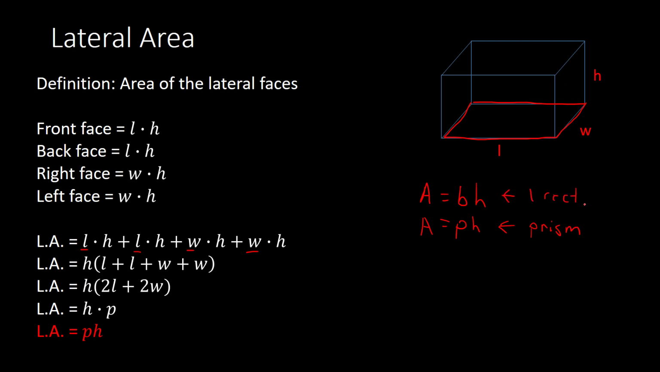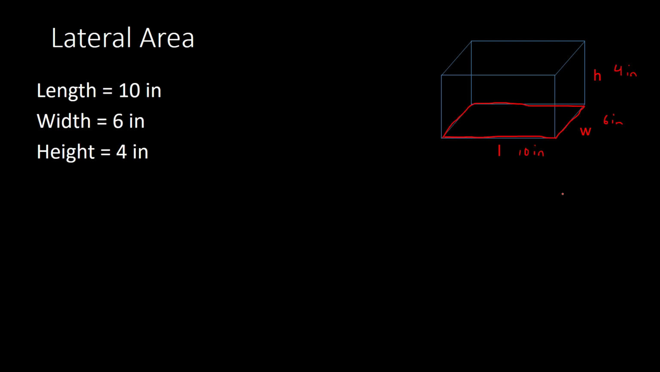Okay, so maybe another way of thinking through that. Now looking at an actual example. Here we are told the length, width, and height of this rectangular prism, and our objective is to find the lateral area. Well, the lateral area is the perimeter of the base times the height.